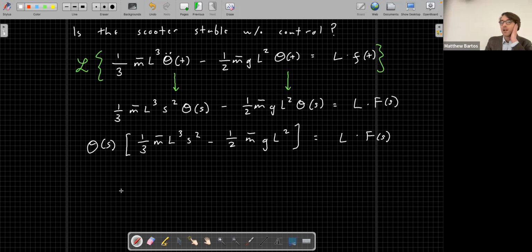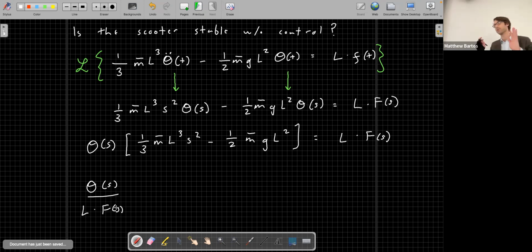If we want to find the transfer function, all we need to do is divide theta of s by our input on the right-hand side, right? So if we move it over, we have theta of s over L times F of s. For reasons I'll explain later, I'm going to treat the input as L times F of s instead of F of s. It'll just make the presentation simpler later on. So I'm going to treat our input as being this entire quantity, L times F of s.